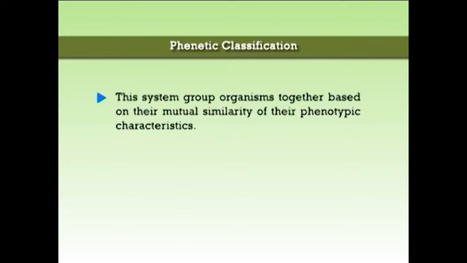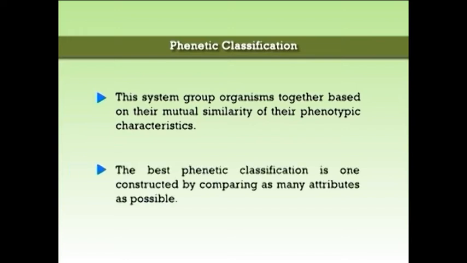The first classification scheme is phenetic classification. In this system, organisms are grouped together based on their mutual similarity of phenotypic characteristics. So the basis of phenetic classification is one constructed by comparing as many attributes as possible. In short, as many characters as possible.